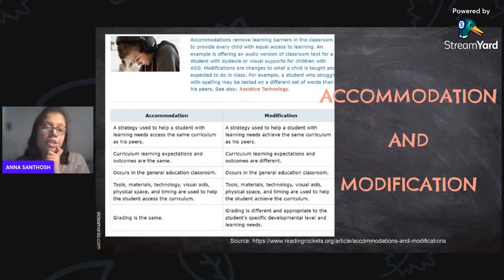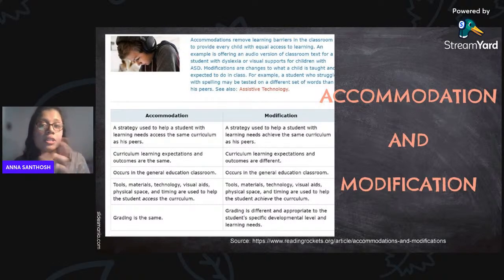And accommodation and modification, I don't think I need to explain further about accommodation and modification. Accommodation is removing learning barriers in the classroom to provide every child with equal access to learning. For example, offering an audio version of classroom text for students with dyslexia, or offering a tab for students with dyslexia so that they can type. That's an effective strategy to follow. If the child is making mistakes while writing, you can just offer a digital device, a tab or an iPad, just to type whatever they want.